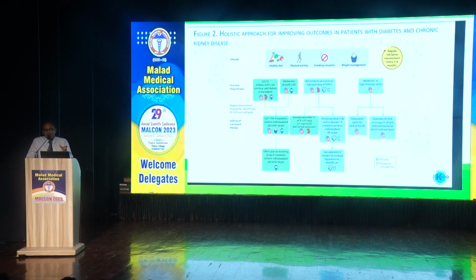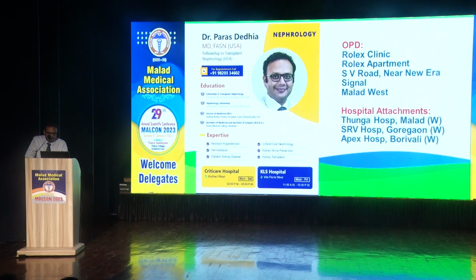Those are not complementary or alternative to each other. Gradually we need to put them on all the agents sequentially to give them the maximum benefit to retard the progression of chronic kidney disease. This is just a brief snapshot summary of what we discussed in diabetic kidney disease patients. Thank you very much.